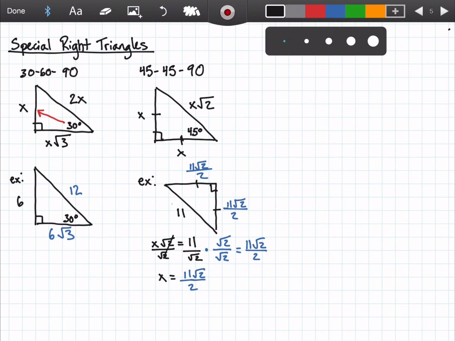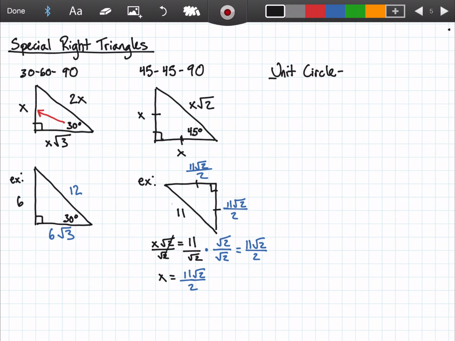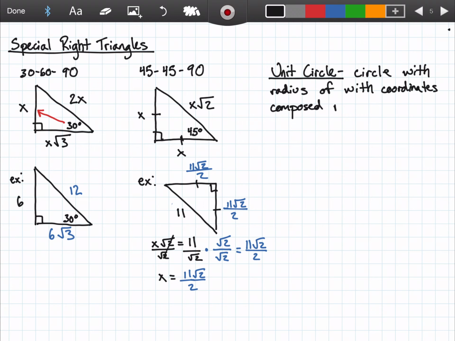And so these special triangles, the reason we care about them is because that's what makes the unit circle. The unit circle is just a circle with a radius of 1, with coordinates composed from special right triangles. And here's what I mean by that.